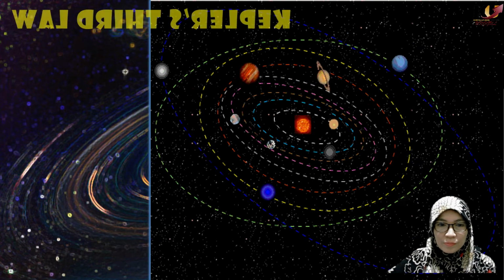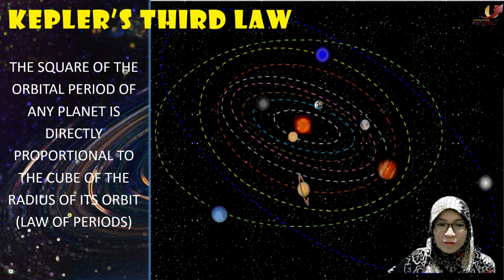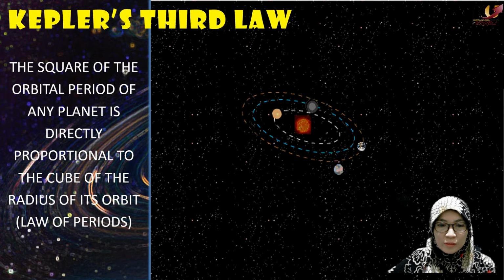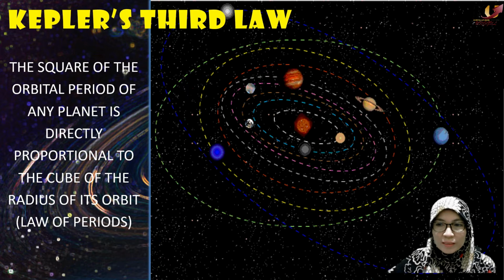Kepler's third law: the square of the orbital period of any planet is directly proportional to the cube of the radius of its orbit, or the law of periods.